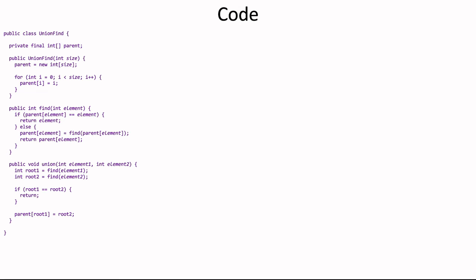The union method takes in two elements and doesn't return anything. We first find the roots of the elements using the find method, and then if the roots are the same, we do nothing since they are already in the same group. Then we set the parent of the first root to the second root, essentially merging the two trees. We have this utility method called sameGroup, which takes in two elements and returns a Boolean. It returns true if both the elements are in the same group, and we do this by checking if the roots are the same.